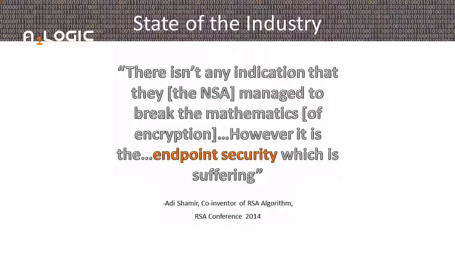Adi Shamir, one of the fathers of the RSA encryption algorithm, says that the mathematics of encryption is okay. Data at rest and data in transit is therefore safe because it is protected by encryption. Data in use is at risk because it's the only place where the data is necessarily decrypted for use by the application and is therefore unprotected by encryption. This unprotected data in use only exists on the endpoint, and that's what Adi Shamir is talking about when he's referring to endpoint security.